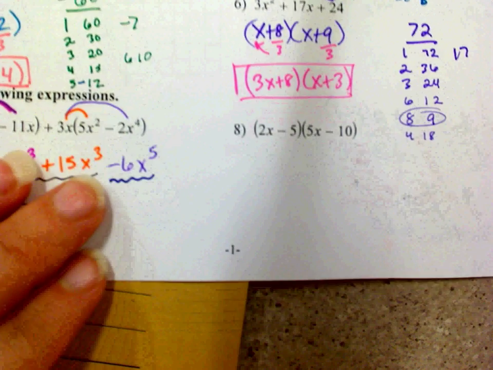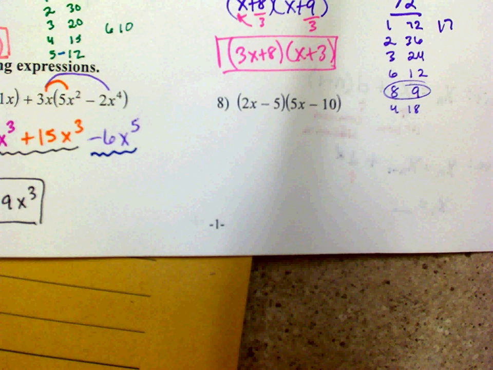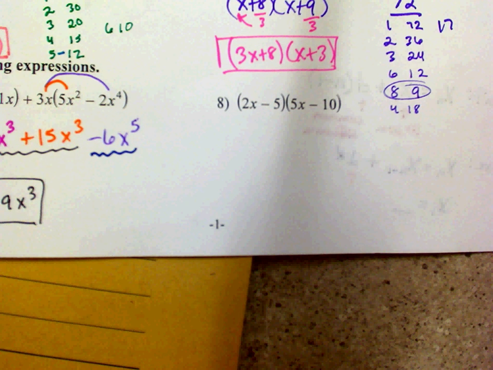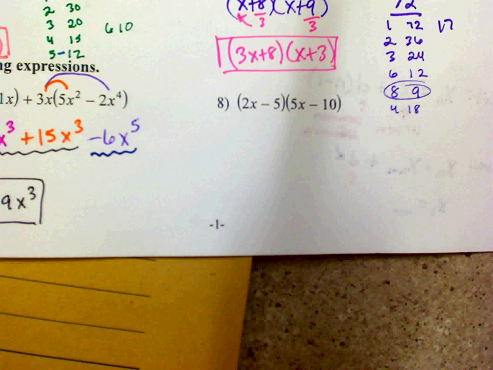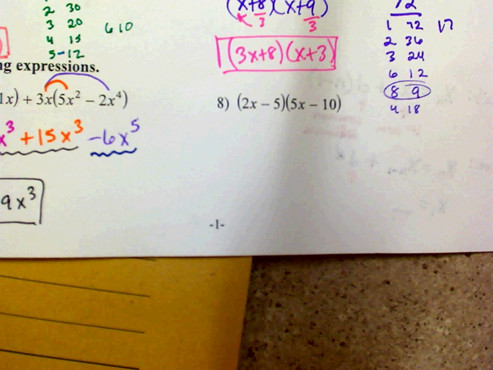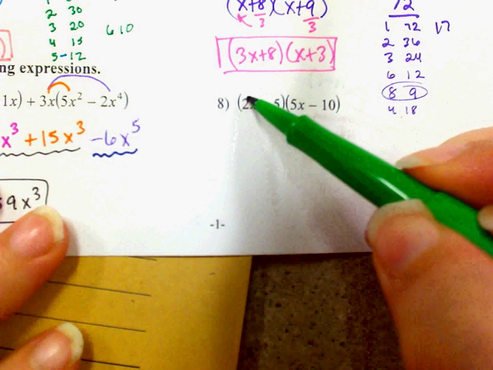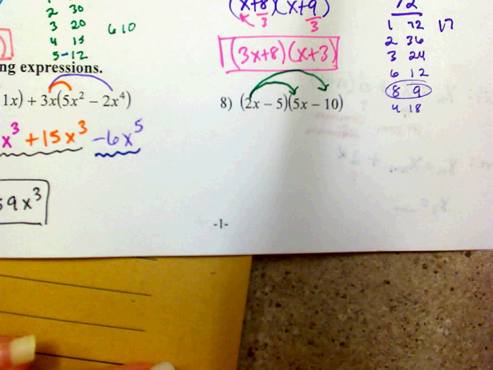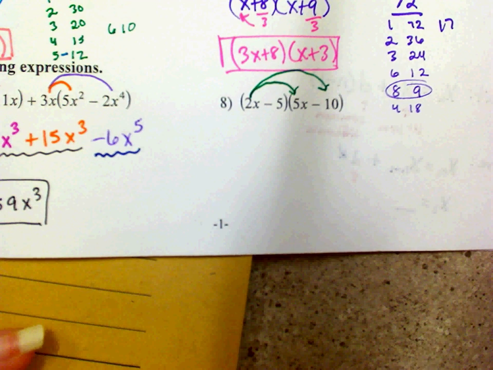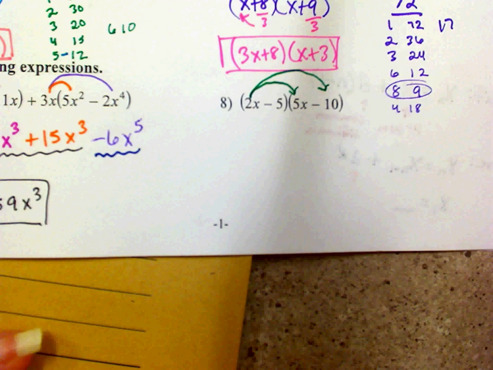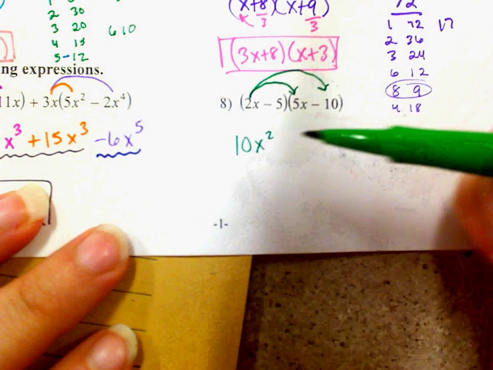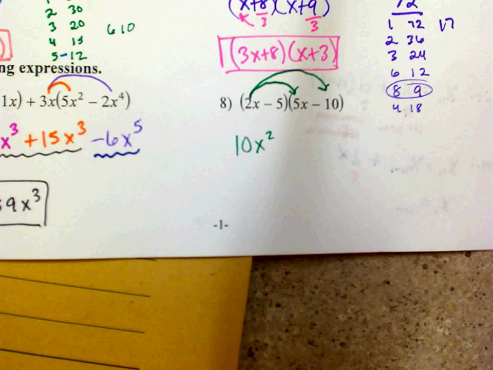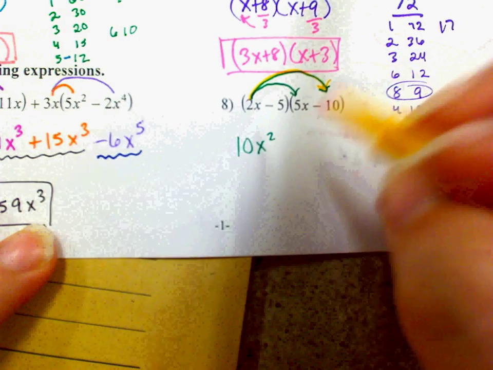What am I wanting you to do on number 8? Okay, so what can you do with this expression? Distribute it out? Okay. First, I'm going to distribute the 2x to the 5x and the 2x to the negative 10. You got to distribute each term to the other two terms, right? Hey, what's 2x times 5x? 10x squared. What is 2x times negative 10? Negative 20x. The biggest thing to be careful about is the x's, forgetting them.